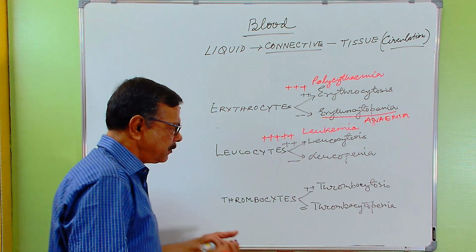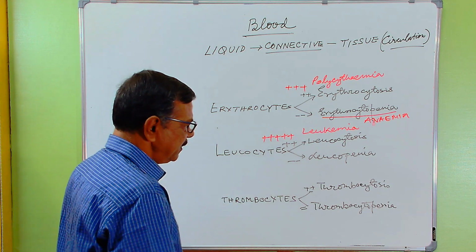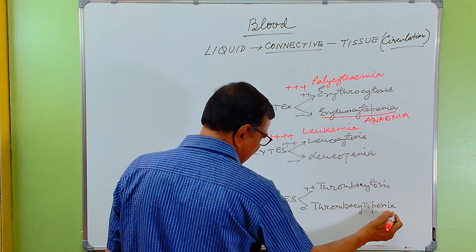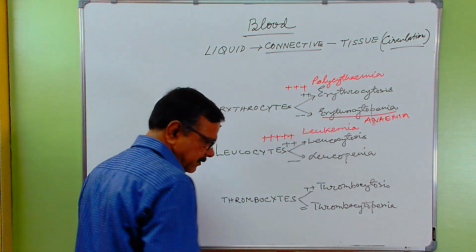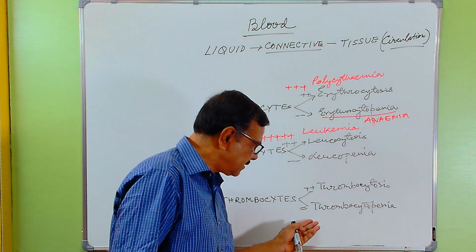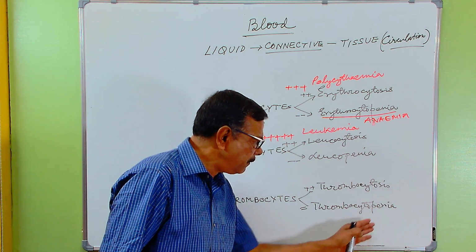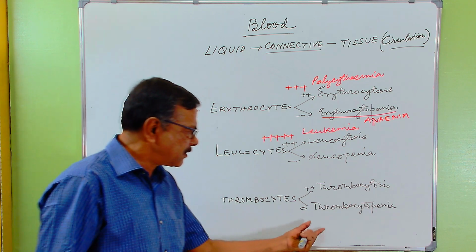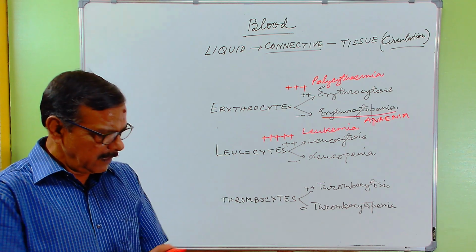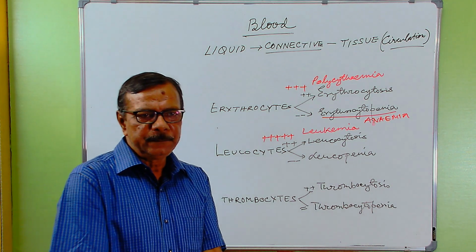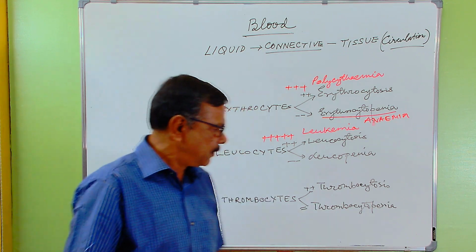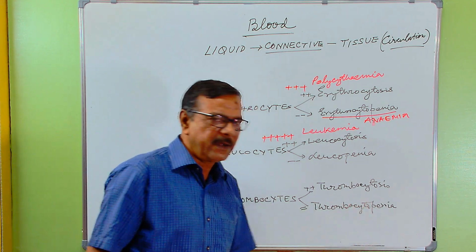Thrombocytosis has two forms. If it increases, it is called thrombocytosis. And thrombocytopenia is less thrombocytes, so blood does not clot. If there is less of this, it is thrombocytopenia. It is sometimes called thrombocytopenic purpura, a disease where blood does not get clotted. Whenever there is a cut, the blood oozes out through the cut. So these are thrombocytopenia.